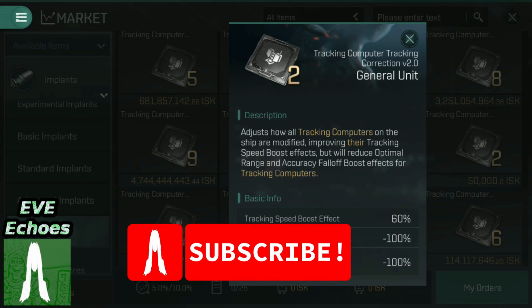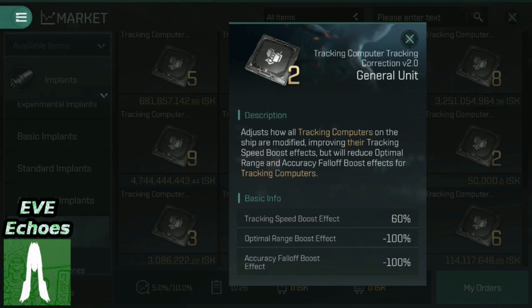And some, like the tracking computer or tracking disruptor general units, will allow you to pick your poison, whereas others, like shield boosters and armour repairers, allow us to choose between capacitor usage and repair amounts, although among most players the default choice tends to be repair amount for obvious reasons.